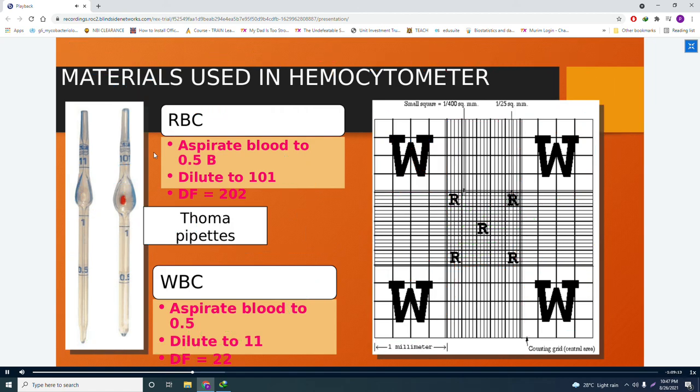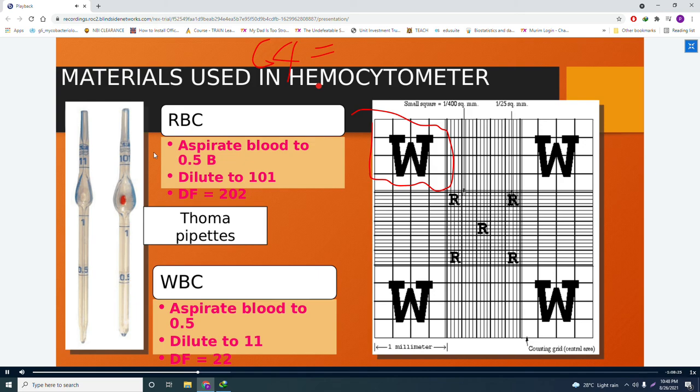Nagigets nyo? Okay, ulitin natin class from the top. Your hemocytometer has 9 large squares. The 4 corner large squares are used for your WBC count. Sa large corner squares, ilan ang intermediate squares? How many intermediate squares are found in your corner large squares? 16. Thus, ilang intermediate squares ang bibilangin nyo for your WBC count? 64. Because 16 times 4 is 64.